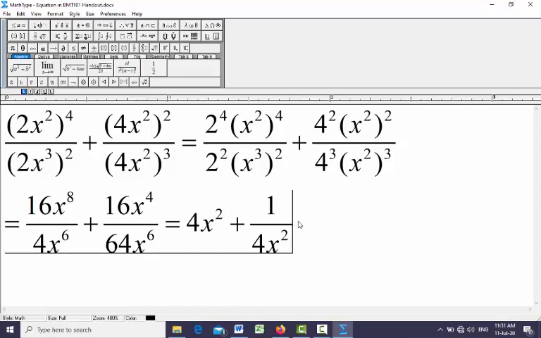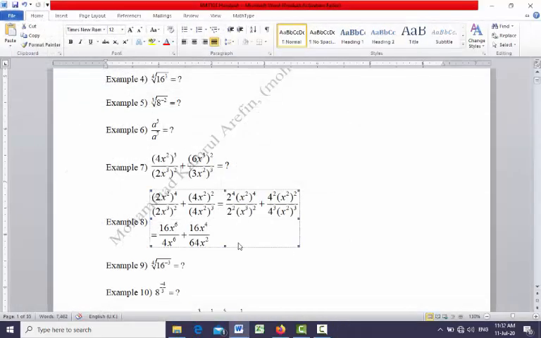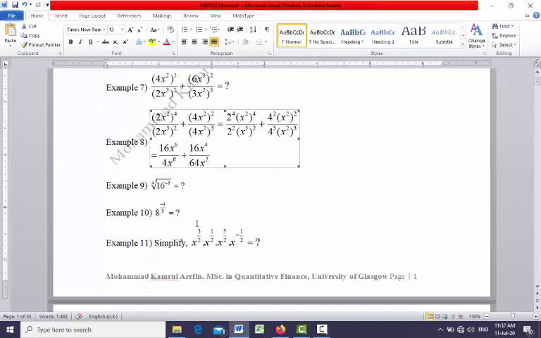Now again, if we take 4x square common, I mean, you can keep it like that. You don't have to take it common. That's good enough. You can keep it this way. So that's the answer. Right. I hope you understand. If you fail to understand anything of this problem, please contact me as soon as possible.